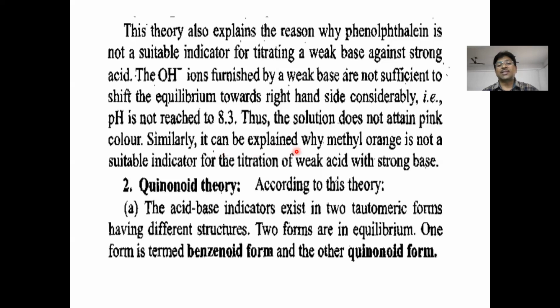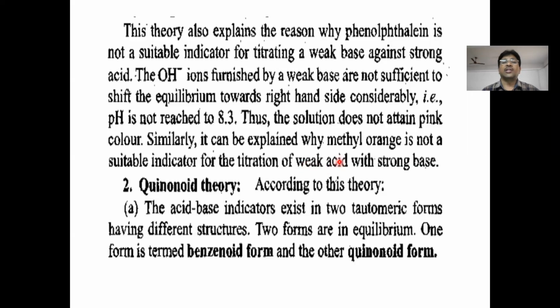Similarly, it can be explained why methyl orange is not a suitable indicator for the titration of a weak acid versus a strong base. When a weak acid is involved, methyl orange cannot be used because methyl orange is itself a weak base, and here a weak acid is used in the titration. This weak acid will produce very few H plus ions.